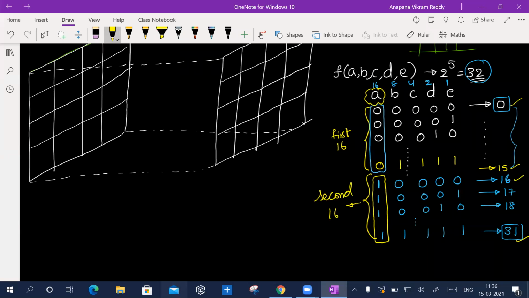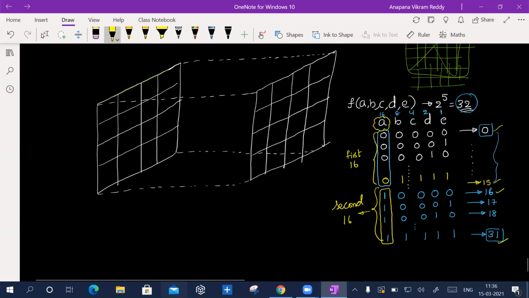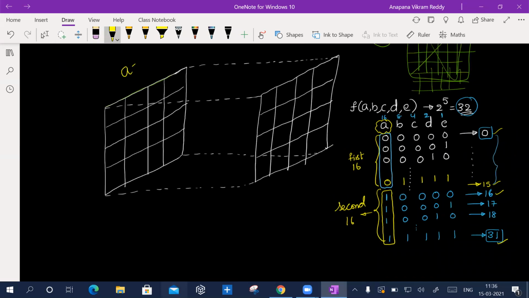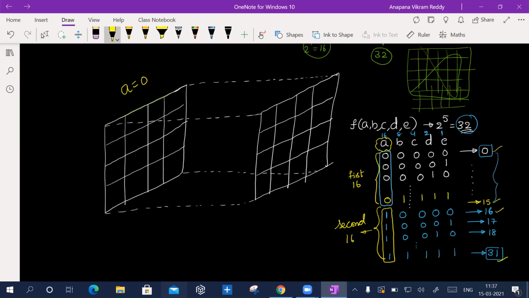16 cells right here also. Now you see, I can put like this. This first K-map is for A equal to 0, and the second K-map is for A equal to 1. For A equal to 0, I can cover 0 to 15, and for A equal to 1, I can cover 16 to 31. So this is my ultimate goal.